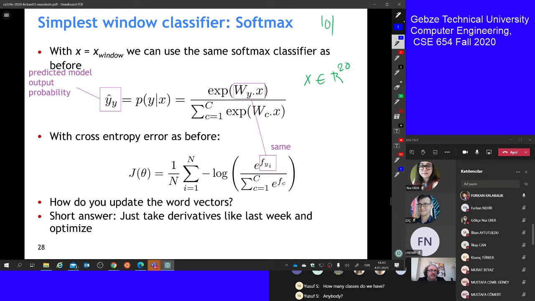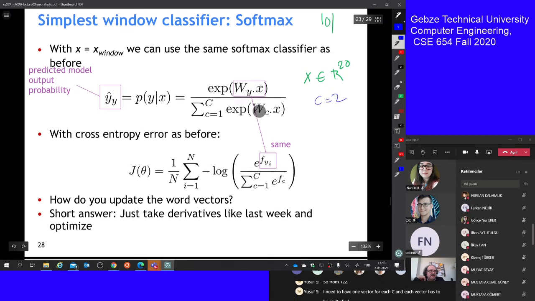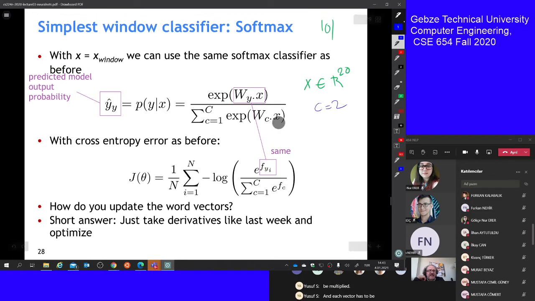Two classes, location or other. Yeah, so I have 2 classes, right? C is 2. So from 1 to 2, I need to have 1 vector for each C, and each vector has to be multiplied with this x. X is 20 dimensional. So that means that I need 2 weight vectors. That means 2 times 20 is from the weight vector. So I need total of 40.